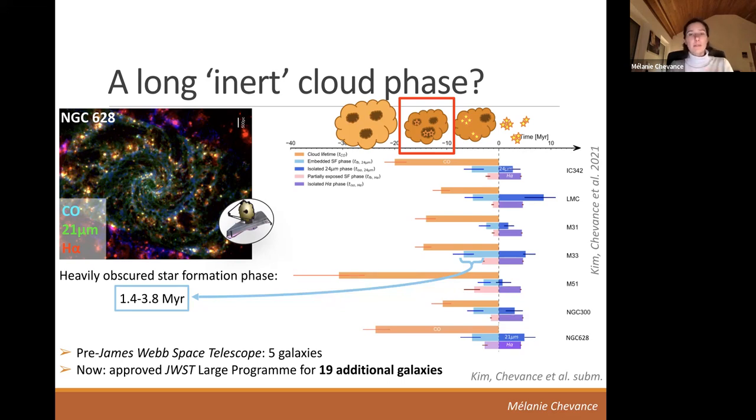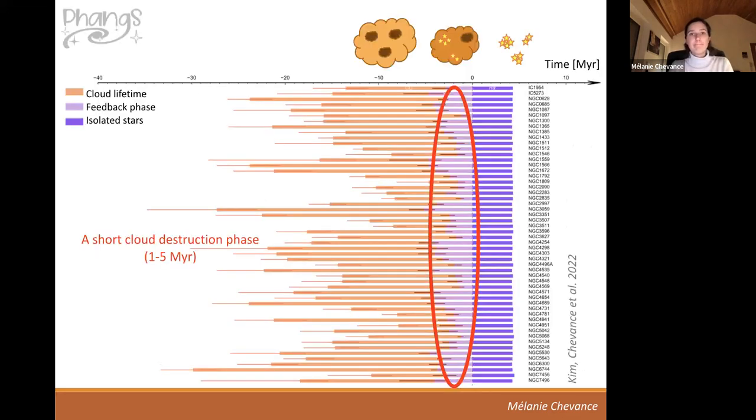So, okay, this is for the supposedly inert phase of the cloud lifetime. The other thing that is interesting to notice is that for all of these galaxies, the cloud destruction phase is relatively short, between 1 and 5 megayears.